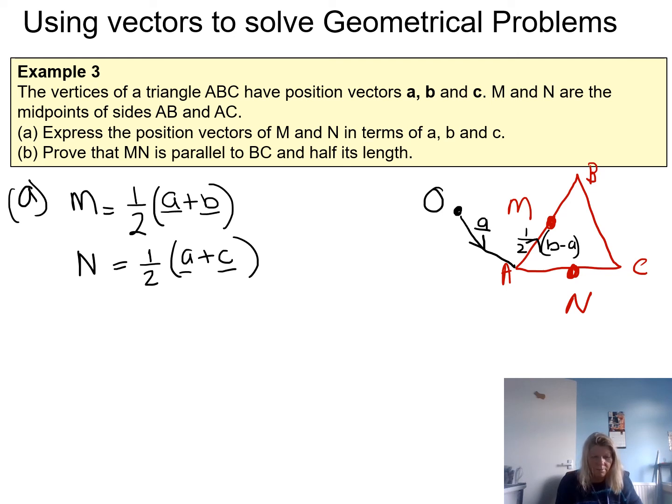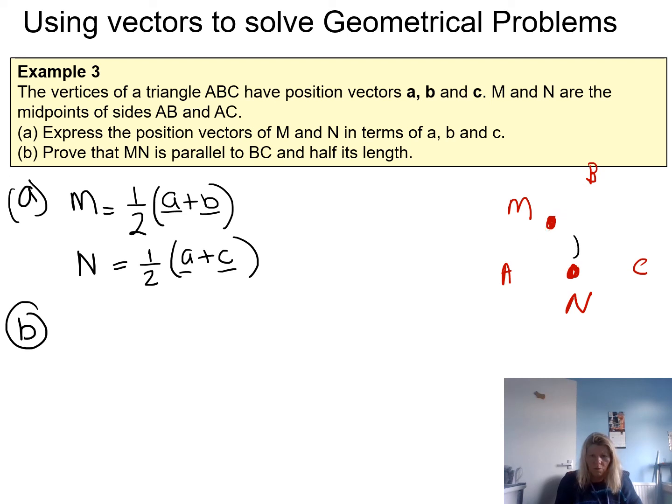Okay, part B. Prove MN is parallel to BC. So this time, if I rub off those, oh dear, rubbed off far too much. We're trying to show here that MN is parallel to BC. Right, okay.